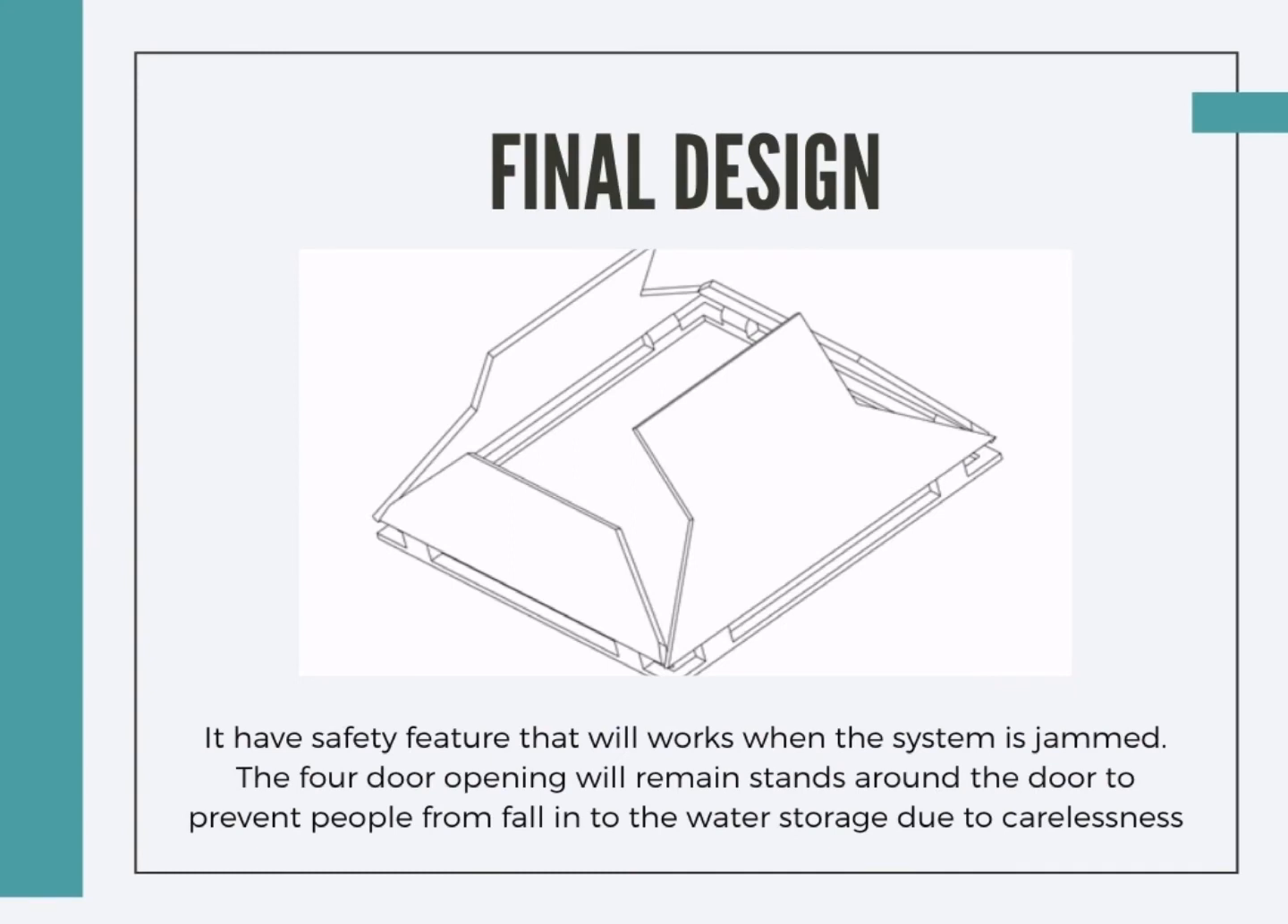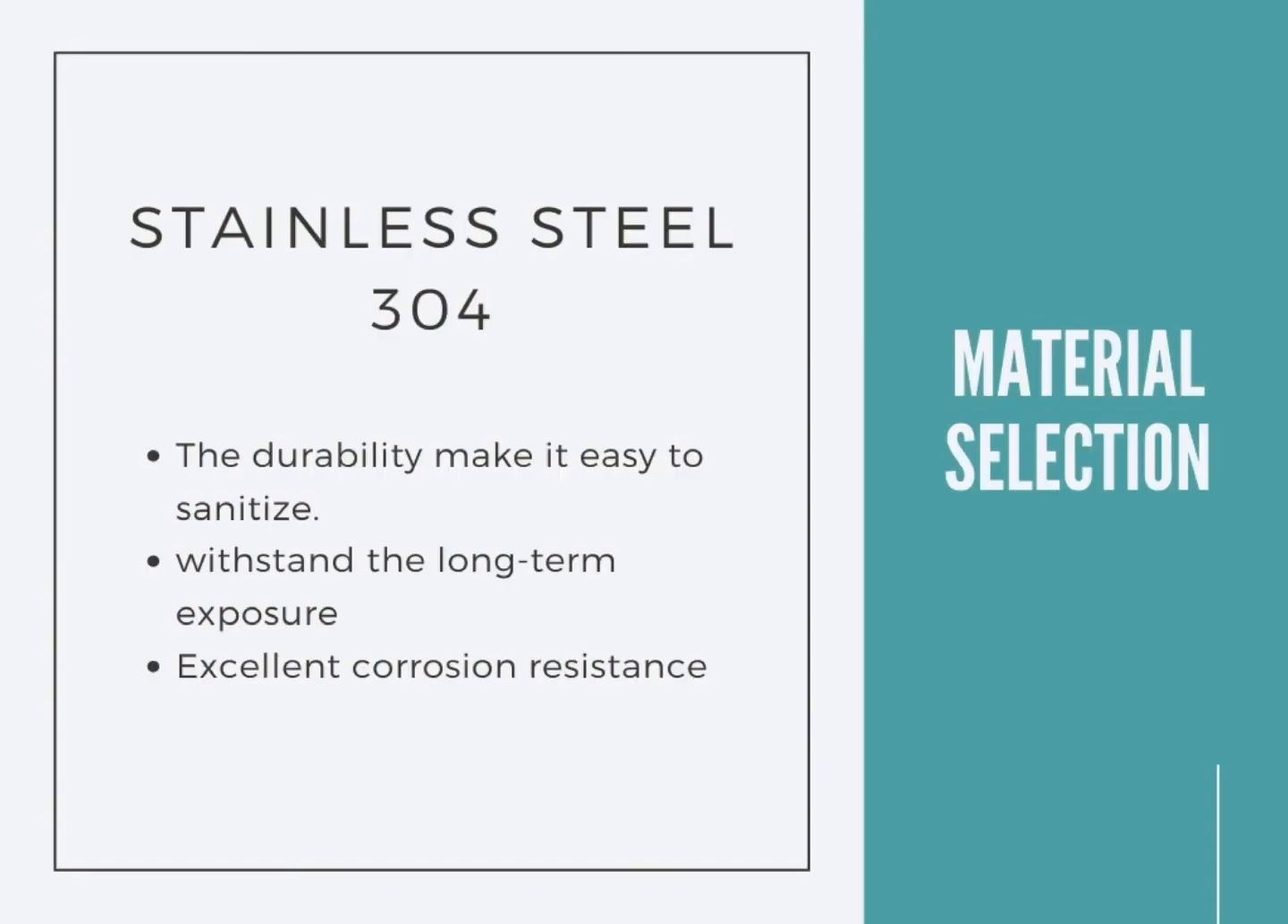This is the final design for my project. This design has a safety feature that will work when the system is jammed. The 4 door openings will remain standing around the door to prevent people from falling into the water storage due to carelessness. The material for the door is stainless steel 304. Stainless steel 304 has durability that makes it easy to sanitize, and it can also withstand long-term exposure and is excellent in corrosion resistance.